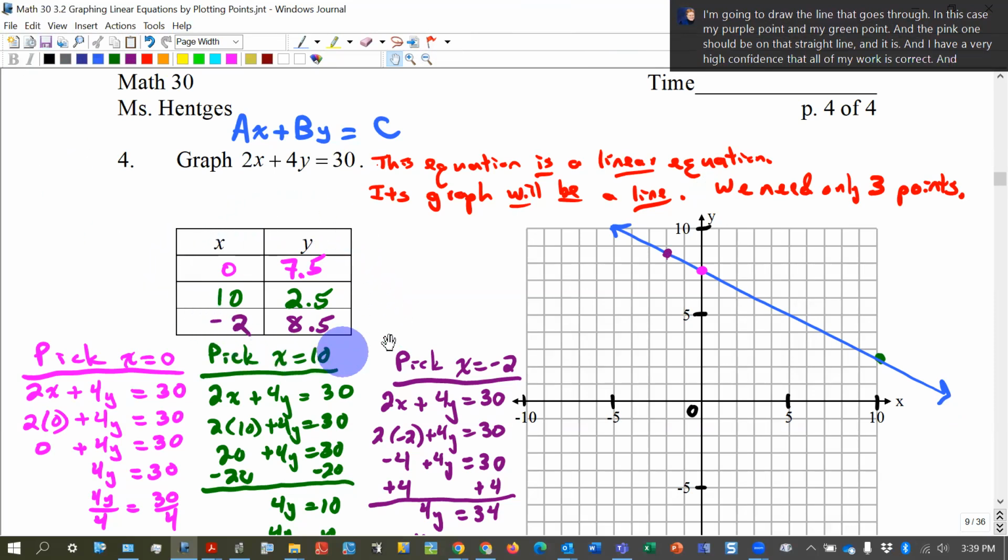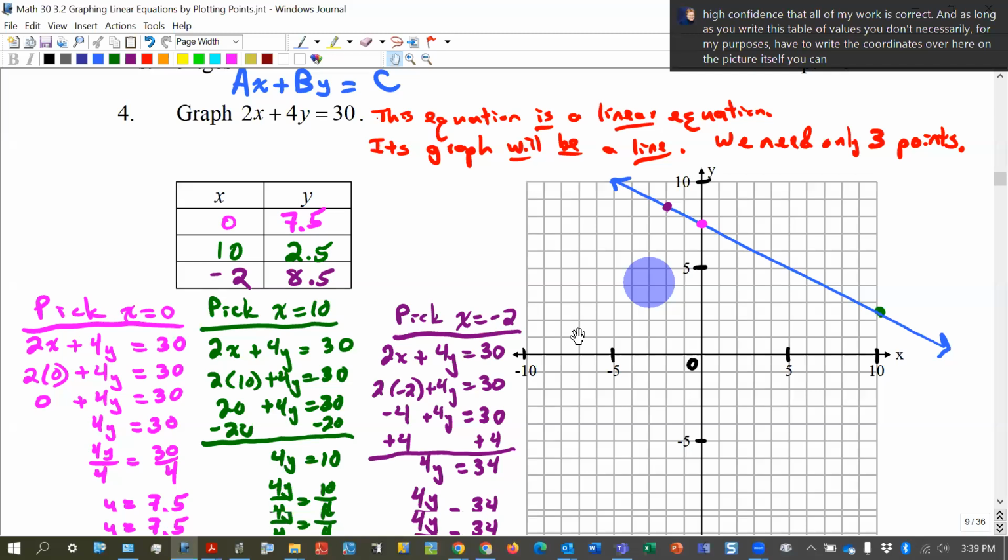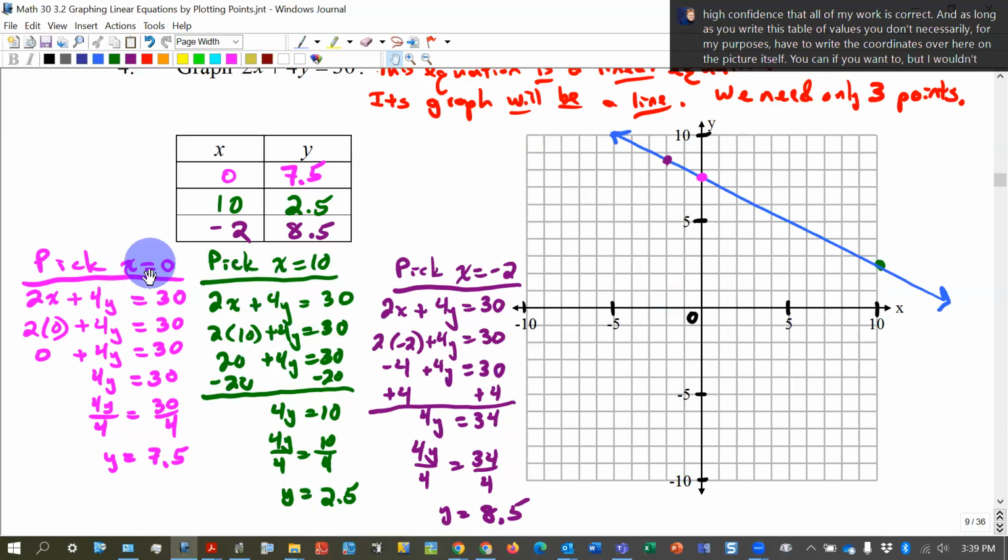And as long as you write this table of values, you don't necessarily, for my purposes, have to write the coordinates over here on the picture itself. You can if you want to. But once you figure out these 3 things, I would then write this table of values, not just leave it, just this part down here, show the table of values, then graph the 3 points and the line.